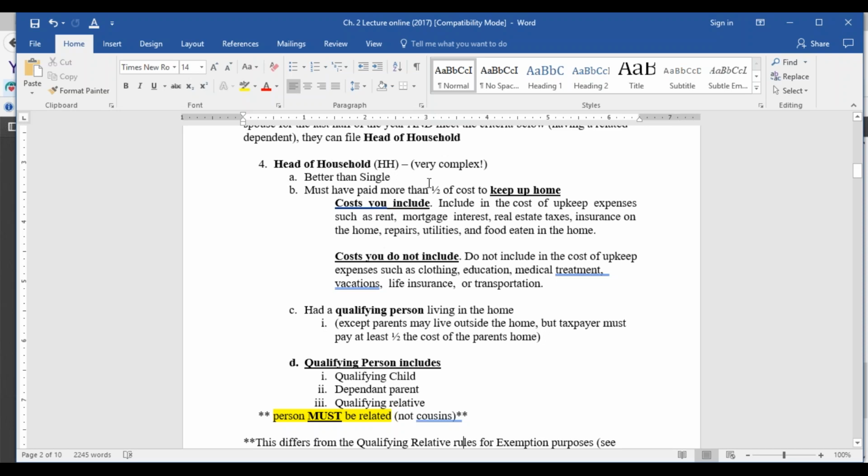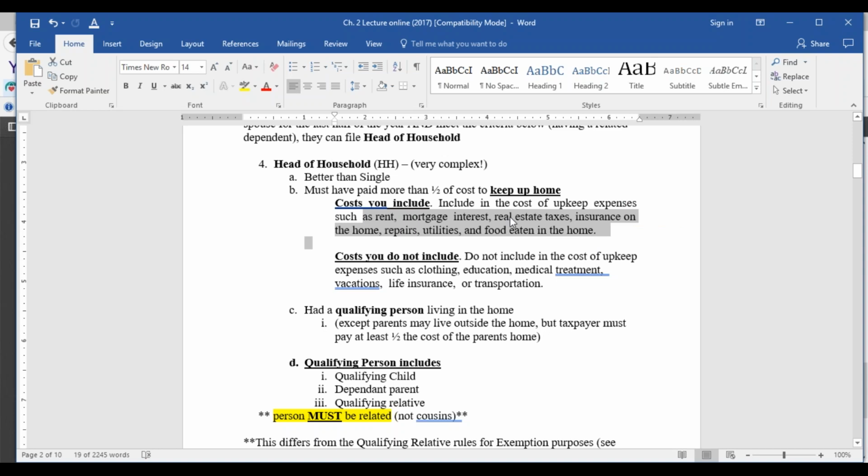To be head of household, you need to, A, keep up the cost of your home, or pay for more than half the cost of your home. So therefore, if you lived on the street, or you lived in a shelter for most of the year, you wouldn't be able to claim head of household, even though you may be able to claim a dependent, because you didn't pay over half the cost of upkeep for the place where you lived. And as you can see, things that count as payments for that.